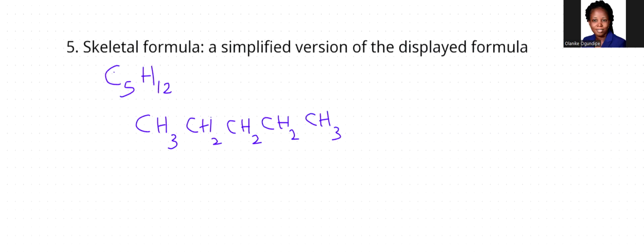So I start drawing it this way. Here I have 2 carbon atoms already. 1, 2, 3, 4, 5. So I already have 5 carbon atoms that we can count together. This edge here shows the first carbon atom. I have the second carbon here, the third, the fourth, and the fifth. And so this is my skeletal formula for this compound.